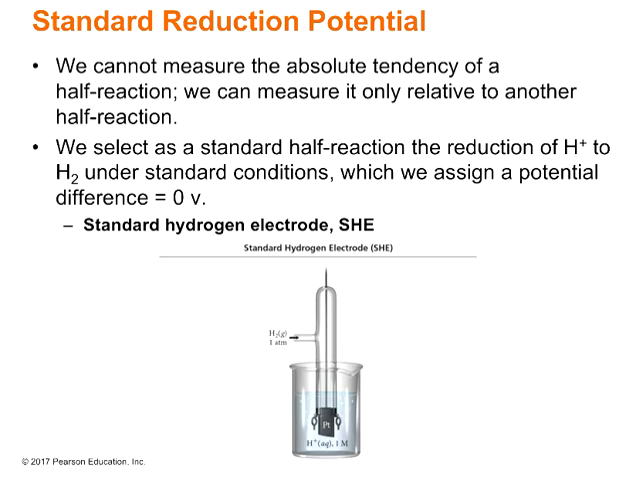And first, we're going to start with something called the standard reduction potential. So unfortunately, we cannot measure the absolute tendency of a half reaction. We can only measure it relative to another half reaction. So this would be that E value for a half reaction. So scientists selected a standard half reaction, which is the reduction of hydrogen ions to hydrogen. So down below we'll write that equation.